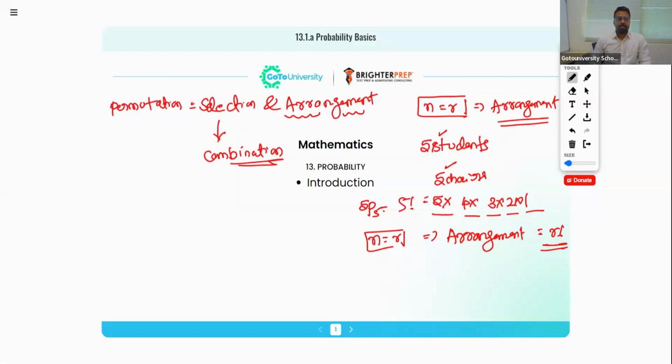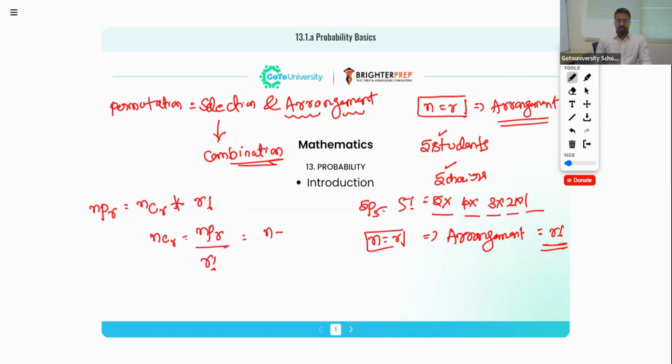Remember this. The permutation I can write as nPr. Selection is combination. I write it as nCr. nCr means selecting r out of n, and in the place of 'and' I should write multiplication, and in the place of arrangement I should write r factorial. Now by simplifying nCr, it is nPr by r factorial.